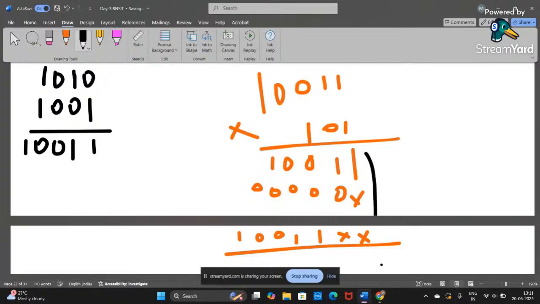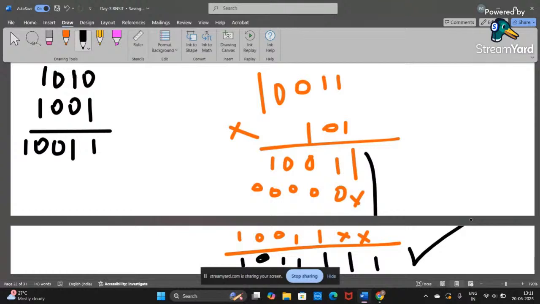1 plus nothing, it is 1. 1 plus 0, it is 1. 1 plus 0, 0, 0, it is 1. 1 plus 0, 0, it is 1. 1 plus 0, 0, 0, it is 1. 0 plus 0, it is 0. And it is 1. The final answer is 1, 0, 1, 1, 1, 1, 1. This is your answer.